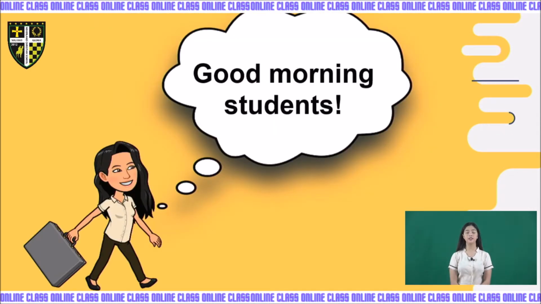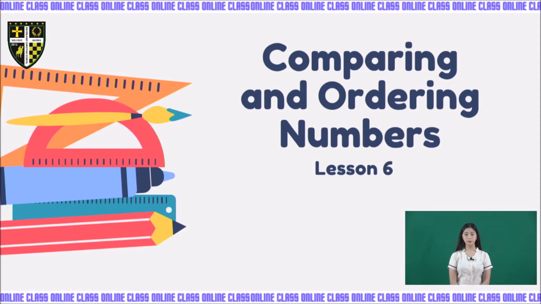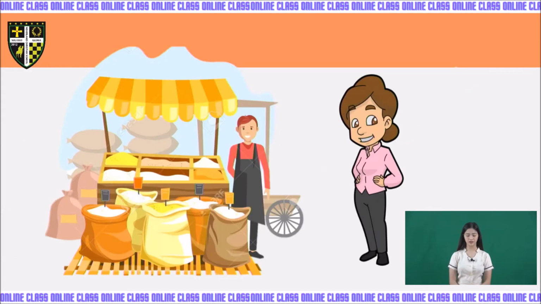Again, our subject for today is mathematics. And our lesson for today is all about comparing and ordering numbers. So, let's study the situation first. So, this is Jenny, and Jenny goes to the market. She plans to buy one sack of rice. She sees the different kinds of rice and tag price for each. Let's study the prices of each rice.